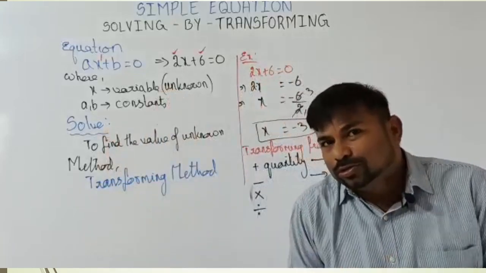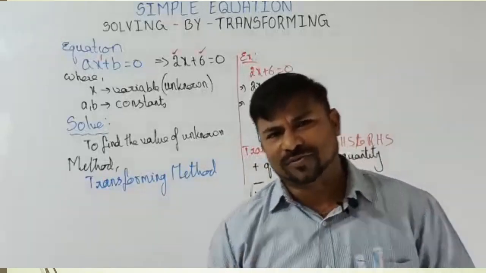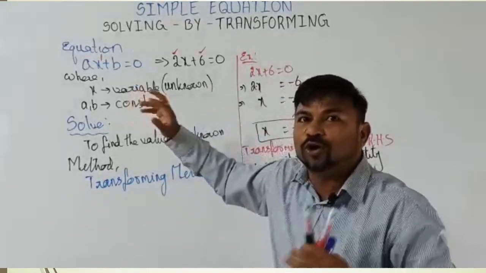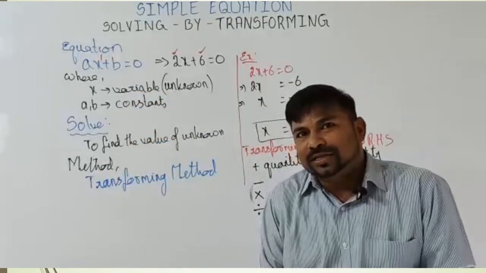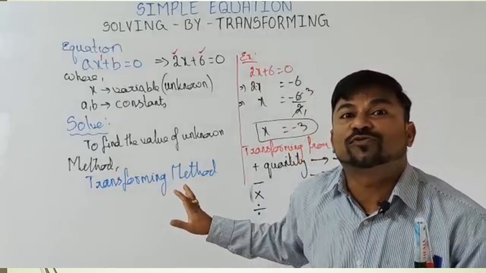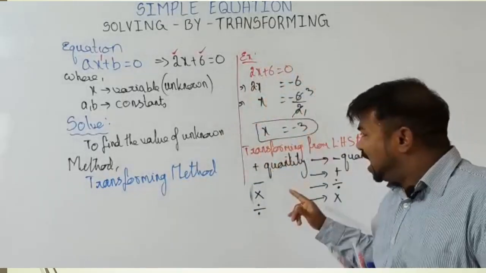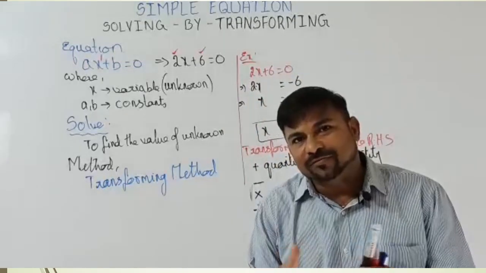Here, what are we going to do? We are going to solve. What is the meaning of solving here? Solving here is finding the value of the unknown, the variable present there. So what method are we using in this concept? We are going to use the transforming method. I have done an example for you, but what are the rules you are going to remember while dealing with the transformation?